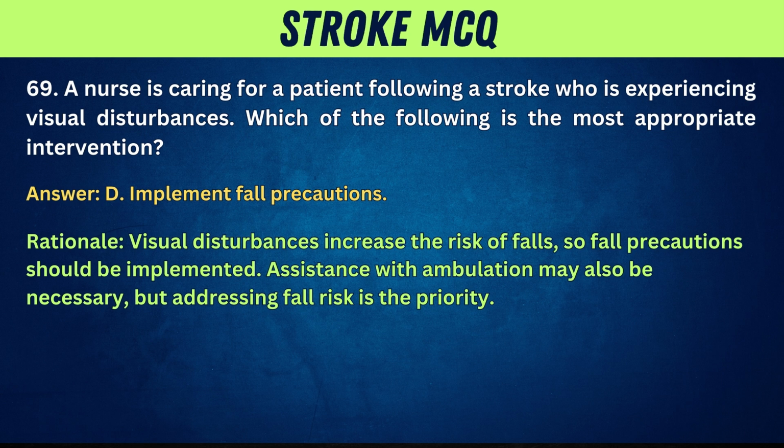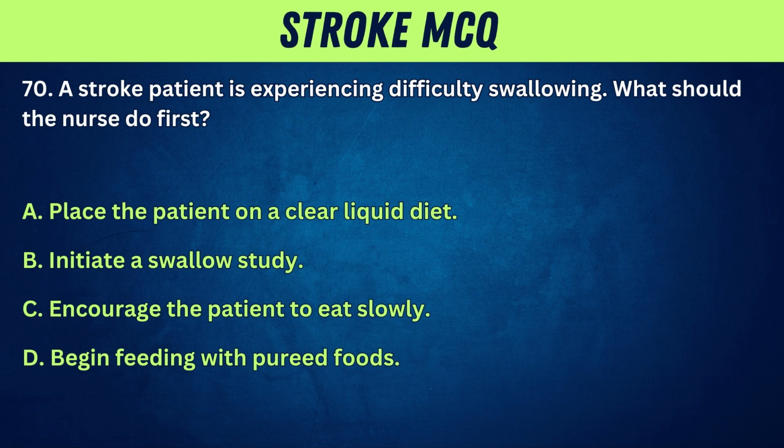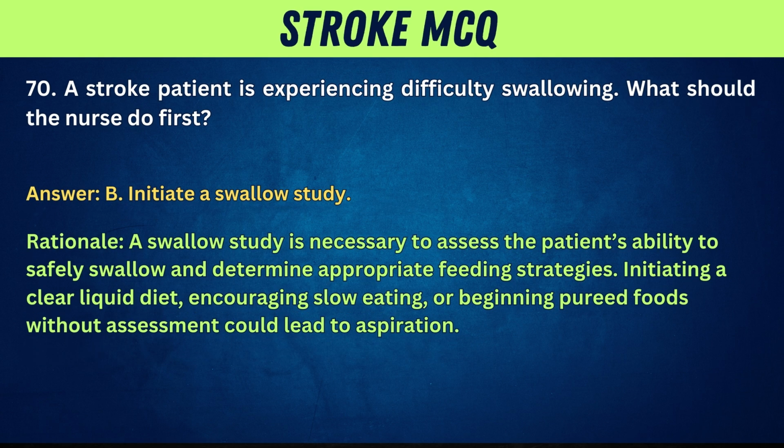Assistance with ambulation may also be necessary, but addressing fall risk is the priority. 70. A stroke patient is experiencing difficulty swallowing. What should the nurse do first? A. Place the patient on a clear liquid diet. B. Initiate a swallow study. C. Encourage the patient to eat slowly. D. Begin feeding with pureed foods. Answer: B. Initiate a swallow study.